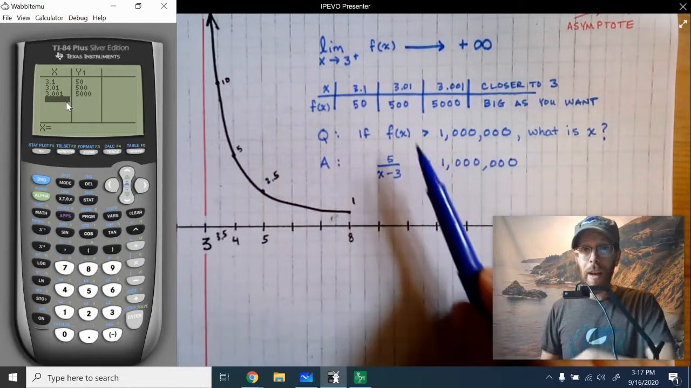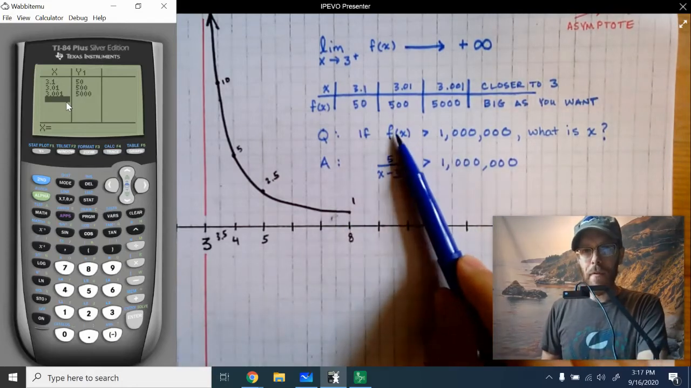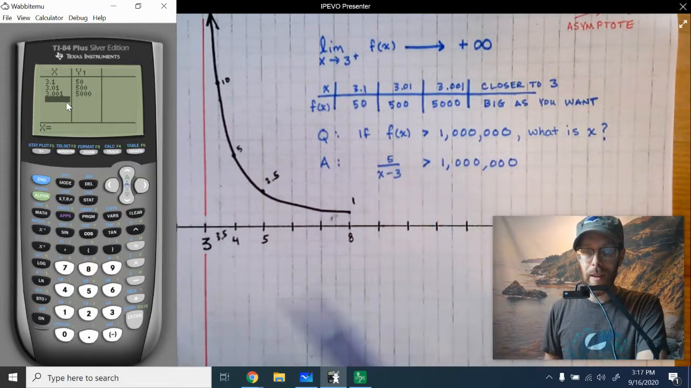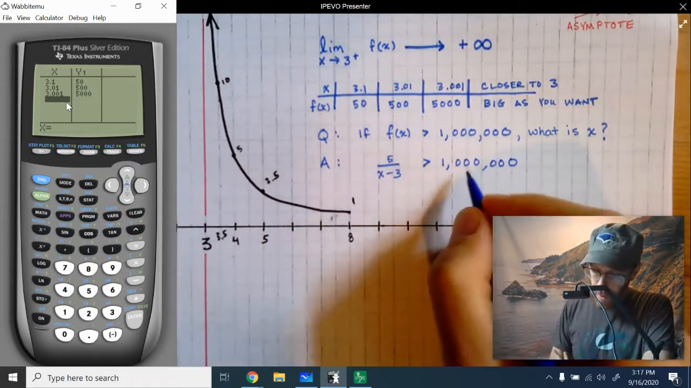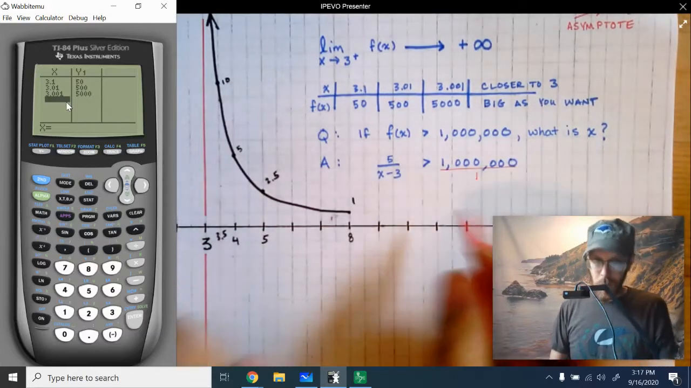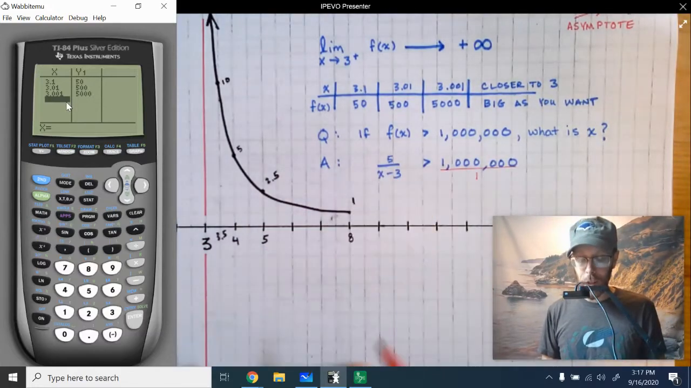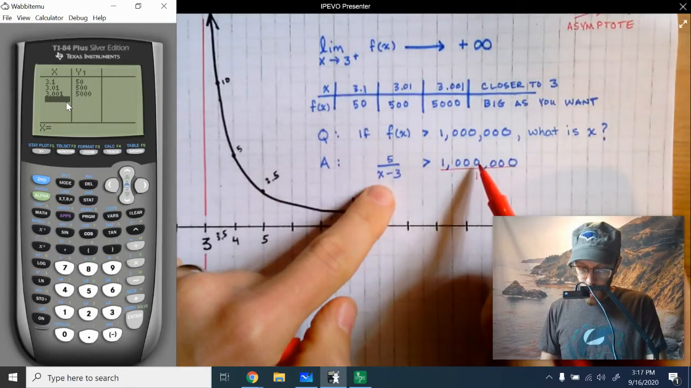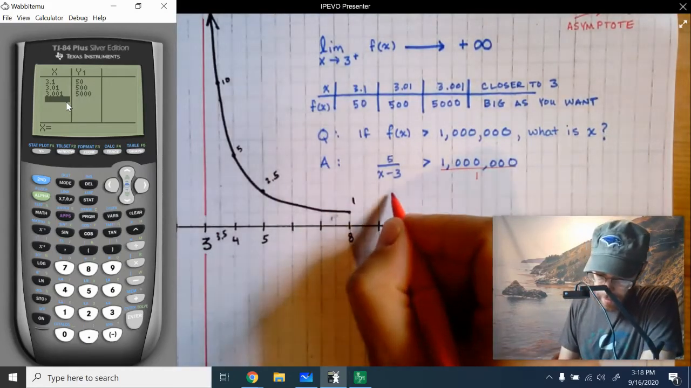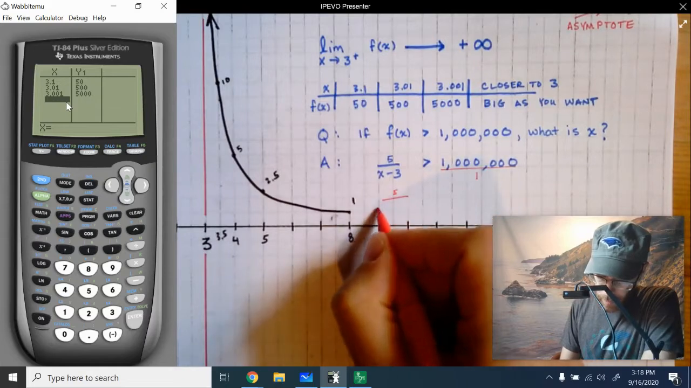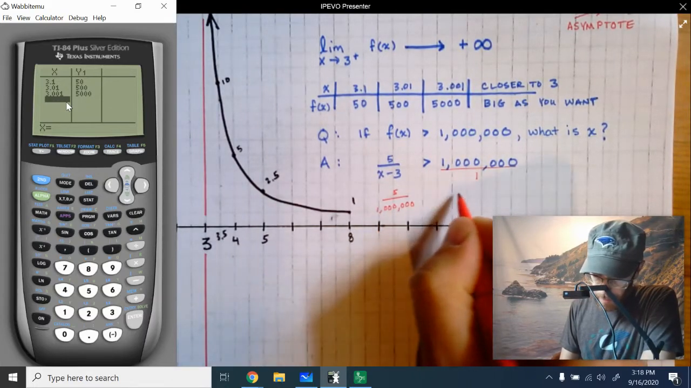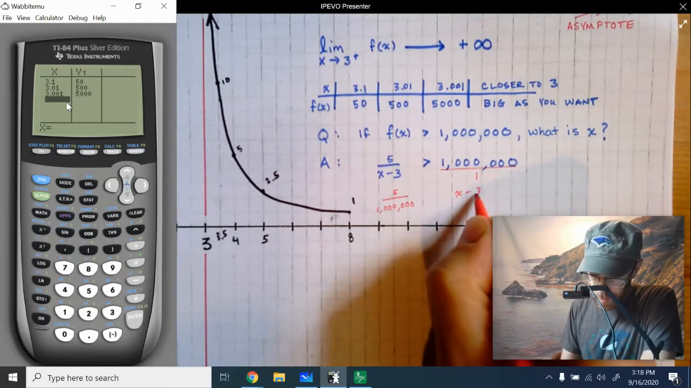So solutions, I did it this way. I took f of x and I replaced it with the function, 5 divided by x minus 3. And then I thought of it this way. You know, this is sort of a proportion. You've got a fraction here and a fraction here. So you can swap the 1,000,000 and the x minus 3, which is going to give you 5 over 1,000,000. And then on the other side, you're going to get an x minus 3.